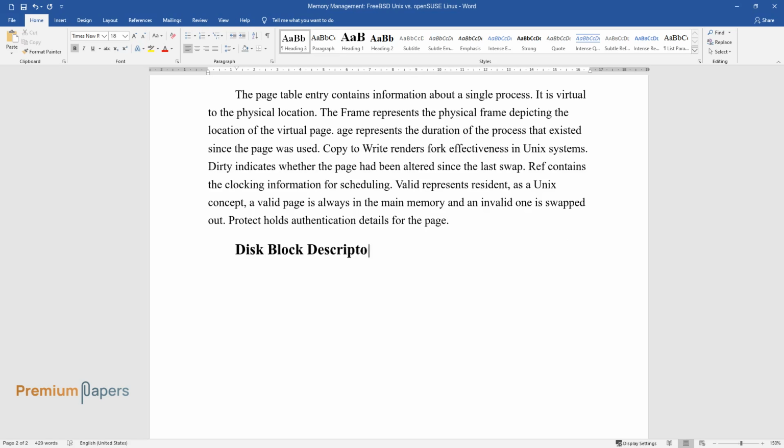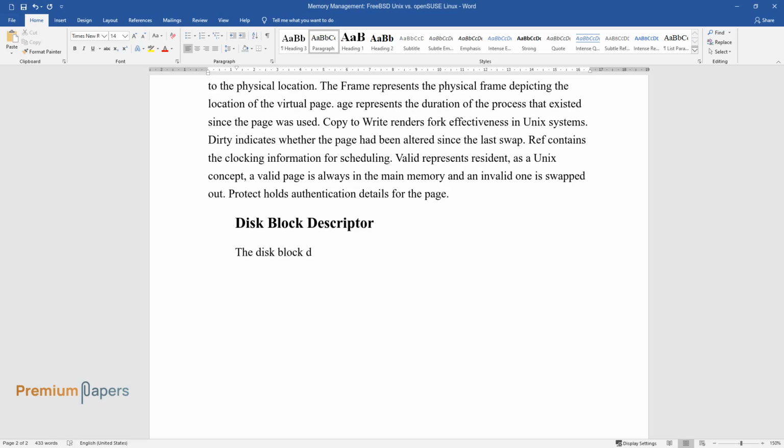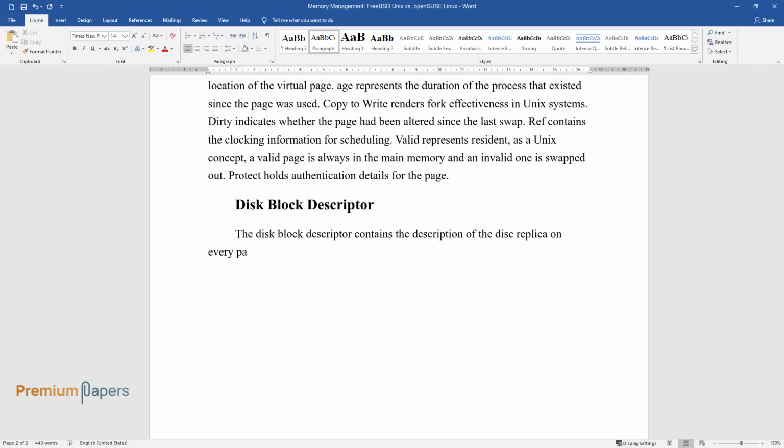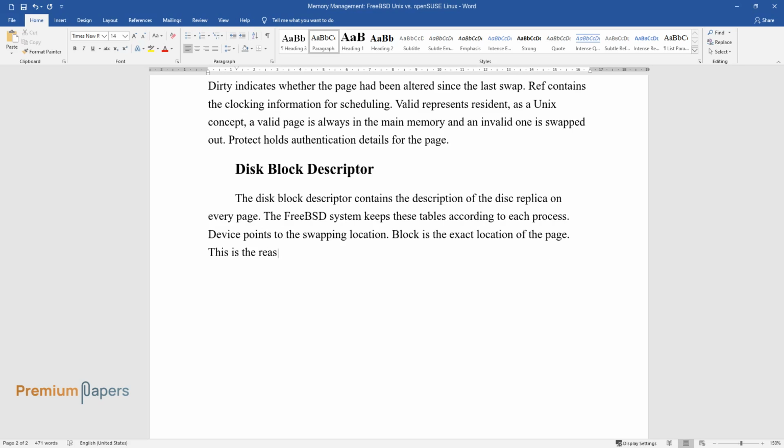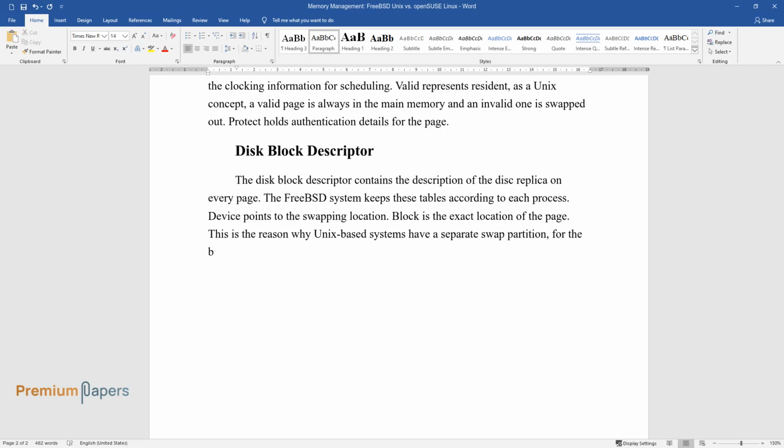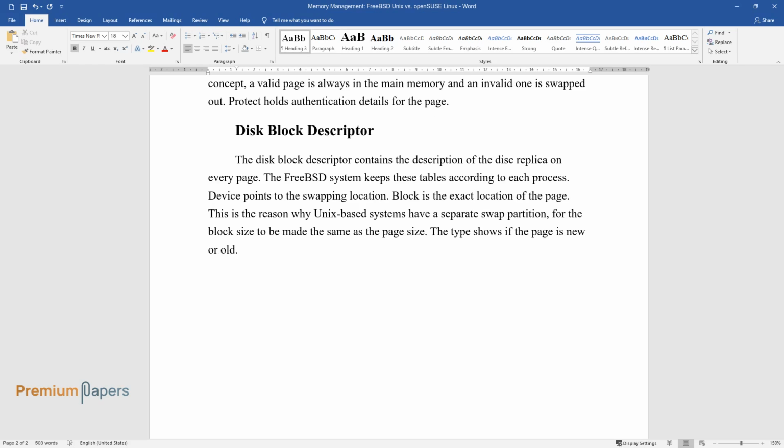Disk block descriptor. The disk block descriptor contains the description of the disk replica on every page. The FreeBSD system keeps these tables according to each process. Device points to the swapping location. Block is the exact location of the page. This is the reason why Unix-based systems have a separate swap partition, for the block size to be made the same as the page size. The type shows if the page is new or old.